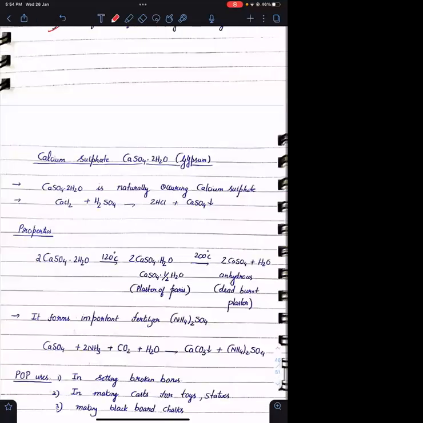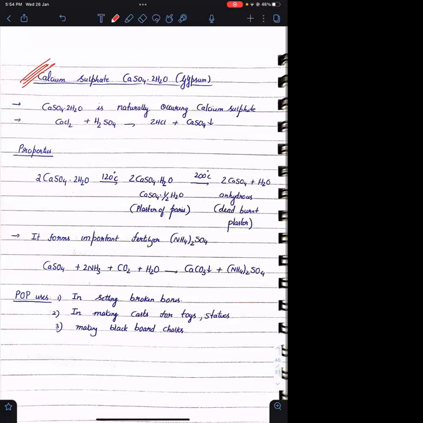This is a very, very important compound, gypsum, calcium sulfate. Gypsum, the naturally existing state of calcium sulfate, is CaSO4.2H2O. It exists naturally as the dihydrate CaSO4.2H2O, and you can prepare it by reacting CaCl2 with H2SO4. You will be forming HCl and CaSO4. The preparation method is easy. CaCl2 upon reaction with H2SO4 forms CaSO4 plus HCl. Any doubt? This will absorb moisture and convert into CaSO4.2H2O. The naturally existing state of CaSO4 itself is gypsum.